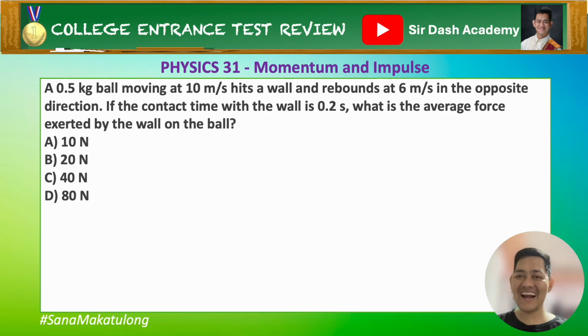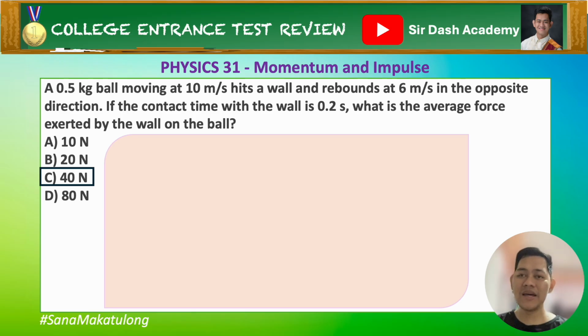Alright, the correct answer is letter C, 40 newtons. Sir Dash, nalimot ko na yung momentum and impulse. So, i-recall natin isa-isa pati yung step-by-step solution. Number 1, yung momentum muna ay yung product ng object's mass and velocity. Can you recall yung equation? P equals mv. P yung symbol ni momentum, m yung mass, v yung velocity. Dinidescribe nito how hard it is to stop a moving object.